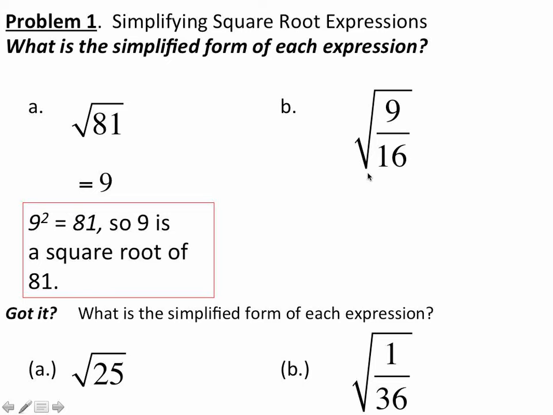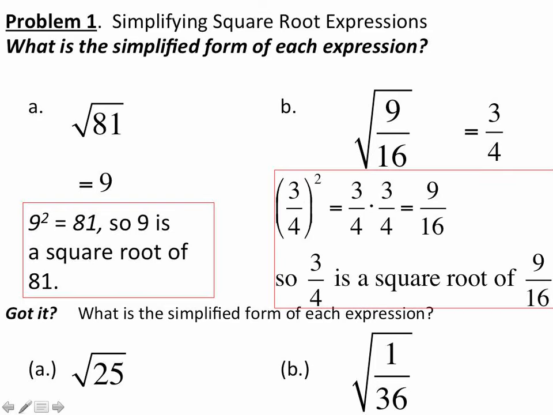Over here I got a little bit of a fraction. So it gets a little tougher, but really it's asking me what times itself would get me 9 over 16. And the answer would be 3 over 4. Because 3 over 4 squared, which is the same as 3 over 4 times itself, 3 over 4 times 3 over 4, would get me 9 over 16. Because remember, when you multiply fractions, you go across the top and go across the bottom. So 3 over 4 is the square root of 9 over 16.